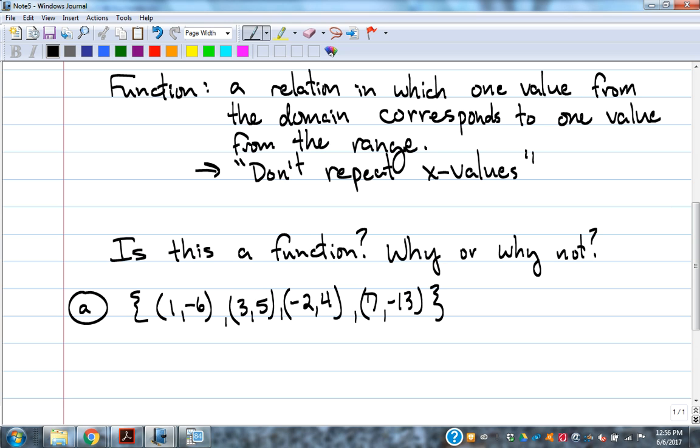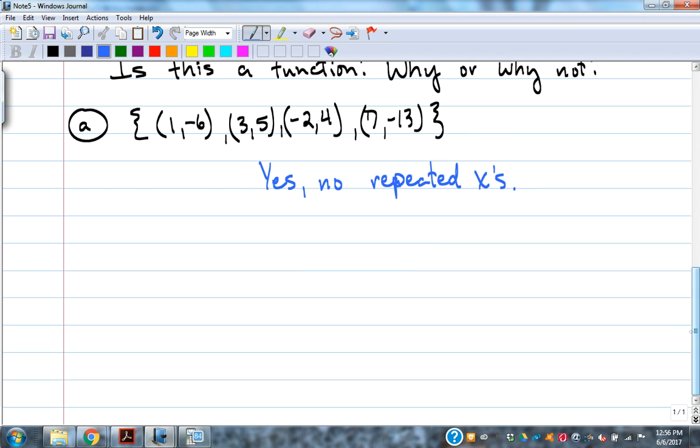The only one that matters is the x values. So are there any repeats? There's a 1, 3, -2, and 7. Are those all different? Yes. So yes, it is a function. No repeated x values. And what's no repeated x's? That's why it is a function. No repeated x's. Very easy to tell that.